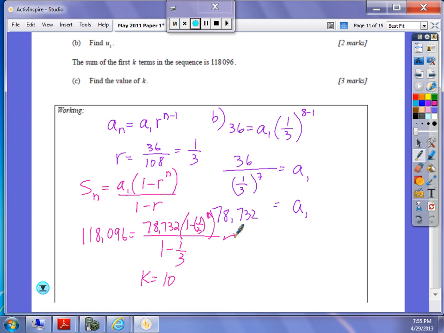So you can do it algebraically. You could just start adding up terms until you get to 118,000, just keep multiplying by 1/3, or you could graph it and find the intersection. Any of those would work.